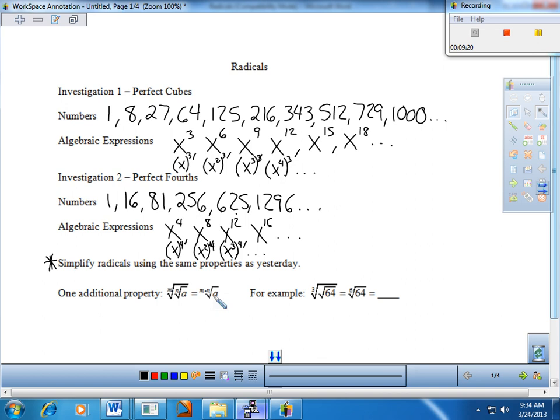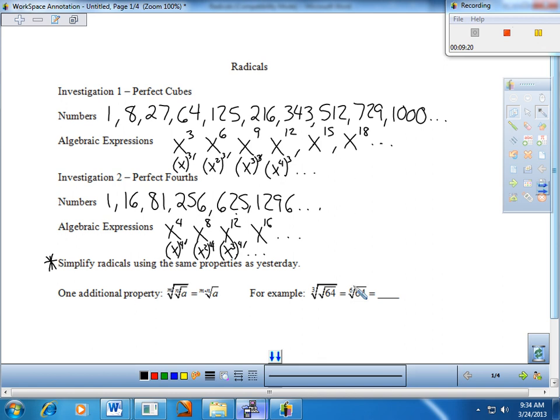So long story short here, let's see if we can see this in action concretely. If I asked you for the cube root of the square root of 64, cube root and then the square root being underneath, square root of course is a 2 right here, 3 times 2 is 6.